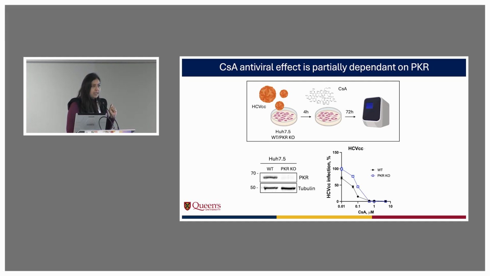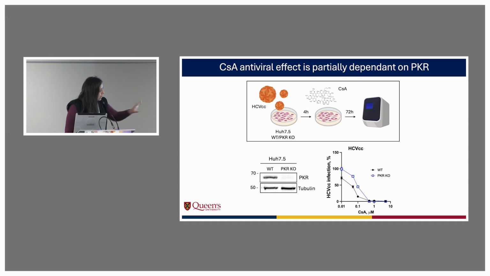What we did was we used Huh 7.5 cells, which are usually used for HCV infection. In the Western blot that you can see below, we developed two different types of cells. One group was expressing PKR, and another group was not expressing PKR, using CRISPR technology. We used those cells, infected them with HCV, and after 4 hours, we gave the cyclosporine A treatment. Now, in the graph below, as you can see in the black dots, when we have cyclosporine A treatment of infected cells, we see that cyclosporine A has a potent antiviral effect.